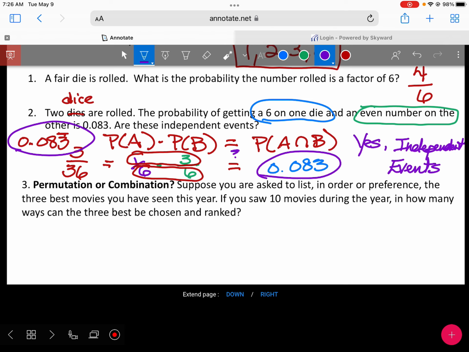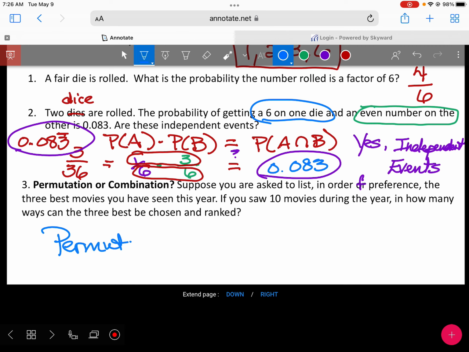All right, number 3, permutation or combination. Suppose you are asked to list in order of preference the 3 best movies you have seen this year. If you saw 10 movies during the year, in how many ways can the 3 best be chosen and ranked? Good morning, Leilani. How many different ways can the 3 best be chosen and ranked? Is that permutation or is that a combination? It is permutation. Yeah, order's important.